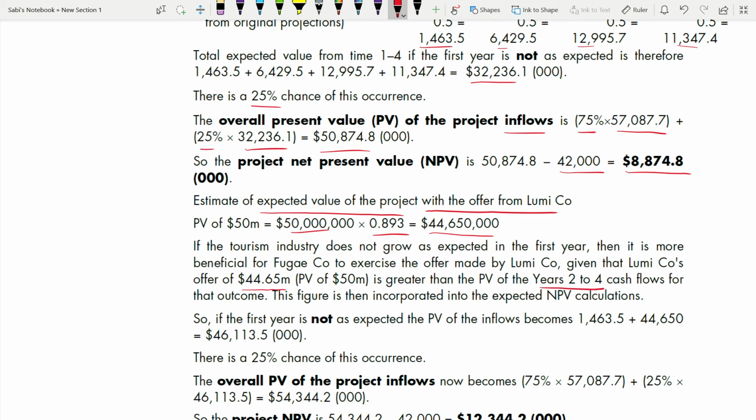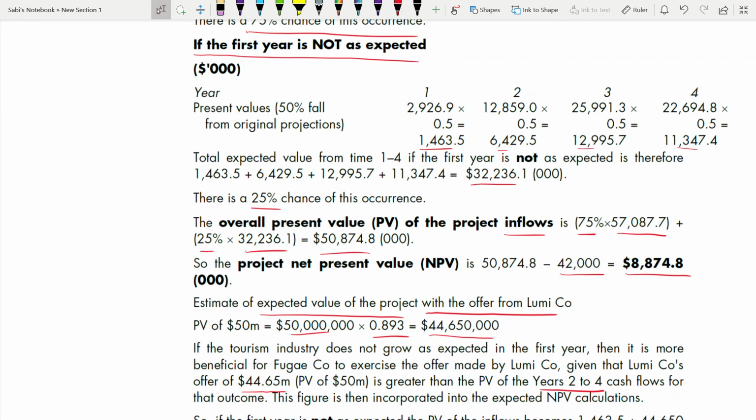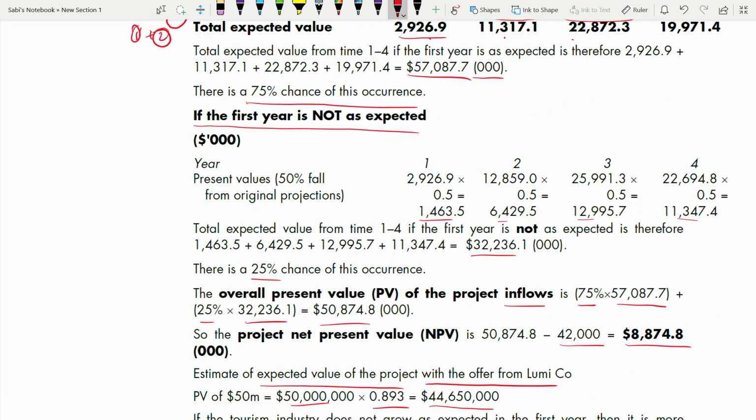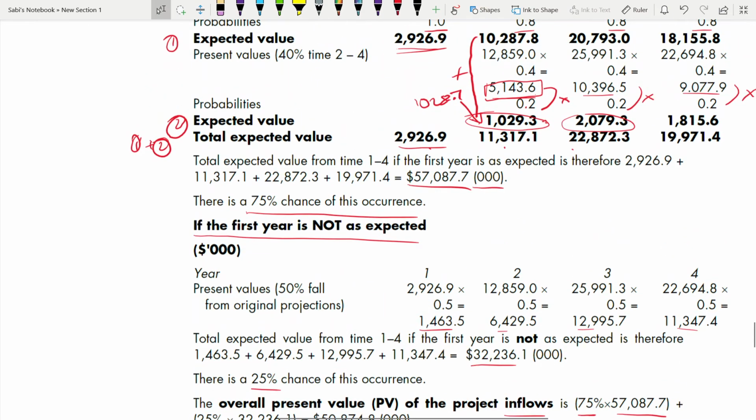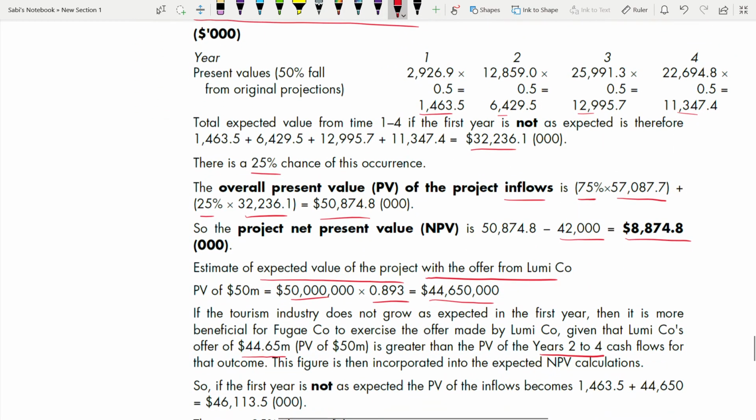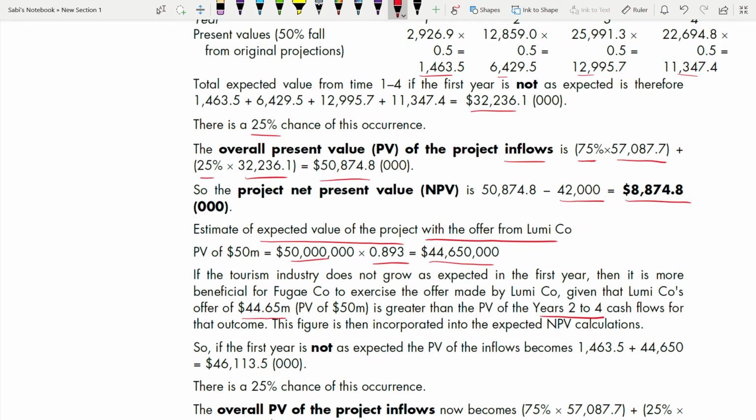Present value you have to add. Why not year 1? Because on year 1 only you have to decide what will be your future cash flow. That means from after year 1 onwards, from 2 to 4. If that present value is greater than the present value of 50 million, then you will not accept. But here, if the first year is not as expected, only in that condition you have to see. Because in the first one, it is 57 something, which is less than this 44 something. So you don't have to think about it.